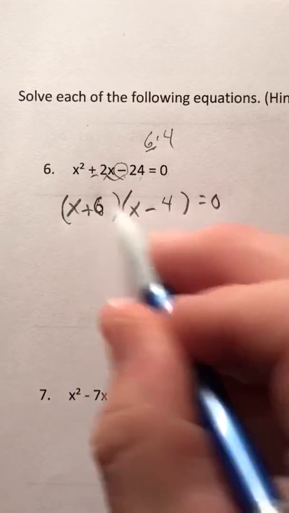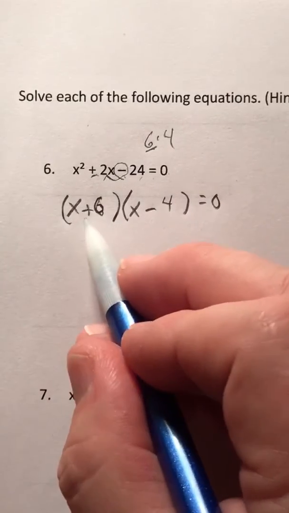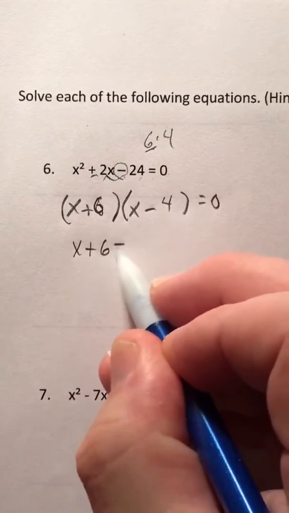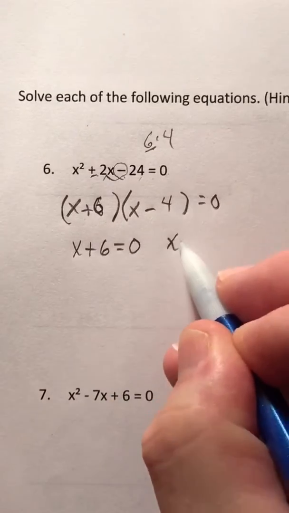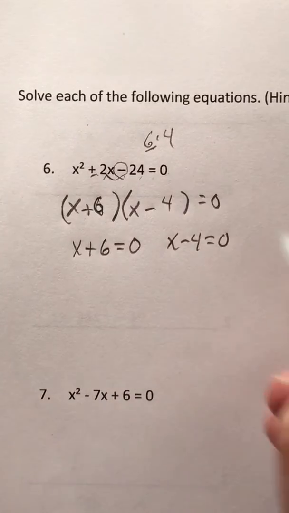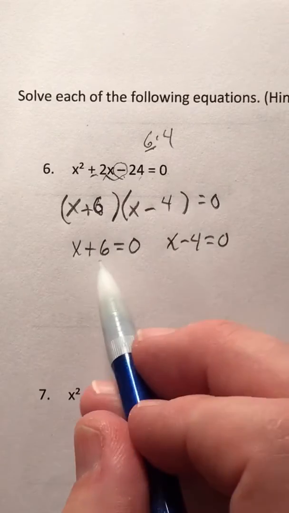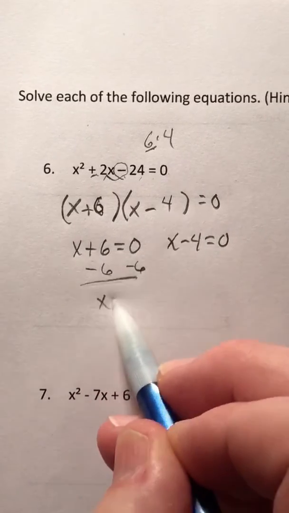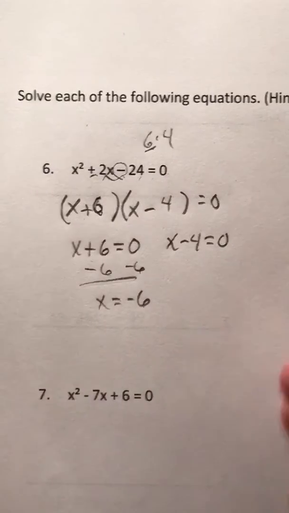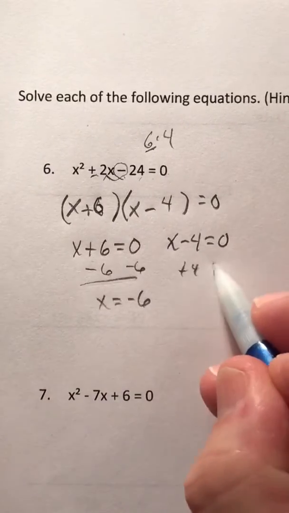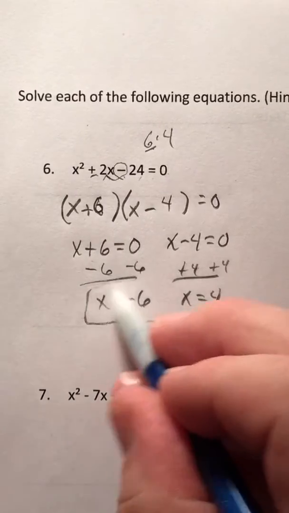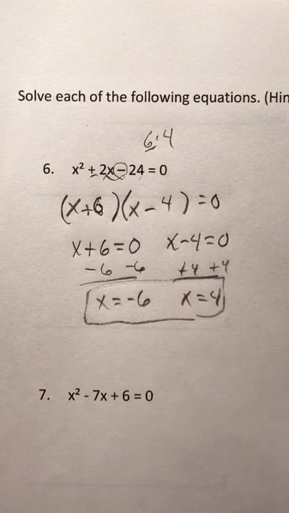Now, since there's an equal sign, we have to finish this off. So now we take both of the factors. We take x plus 6 and set that equal to 0. And we take x minus 4 and set that equal to 0. And now we have to solve both of them. On this one, we subtract 6, and we get x equals negative 6. This one, we add 4, and we get x equals 4. So we got our two answers, x equals negative 6 and x equals 4.